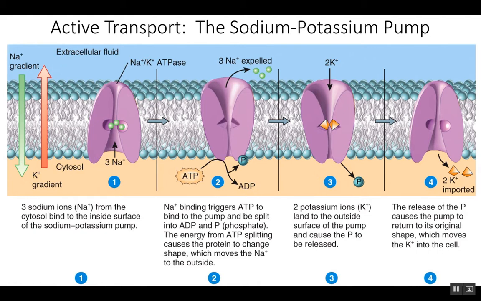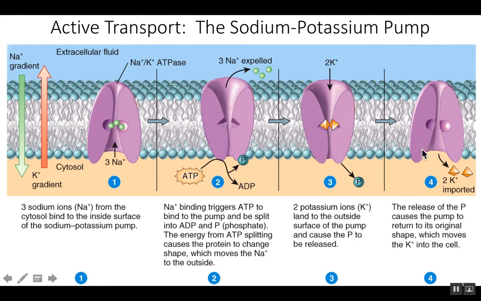So the sodium-potassium pump pumps sodium out of the cell. Okay, so here's the sodium. Three sodiums that were inside are getting moved to the outside, building that concentration gradient of sodium on the outside. Every time it moves three sodiums out, it grabs two potassiums and moves them into the cell. So there's a ratio, 3 to 2. Three sodiums out, two potassiums in.